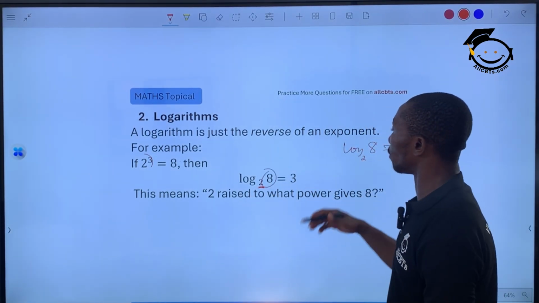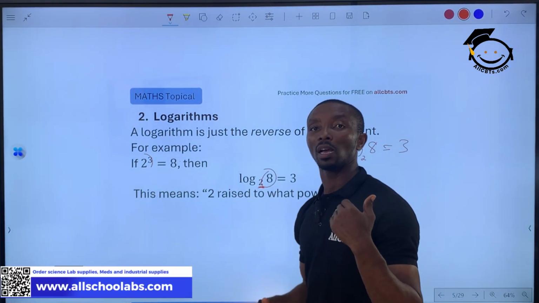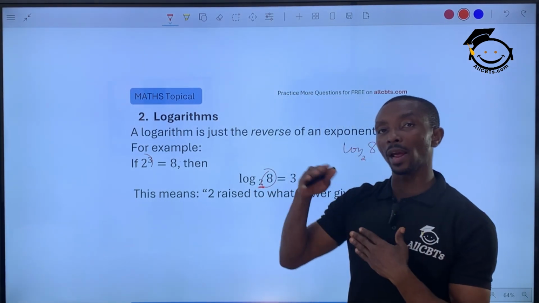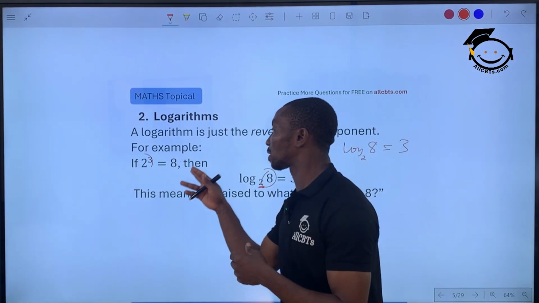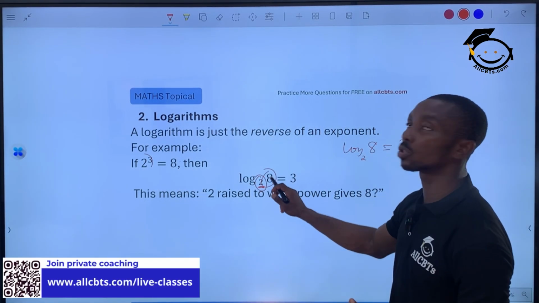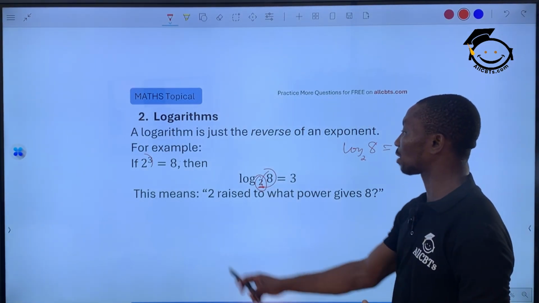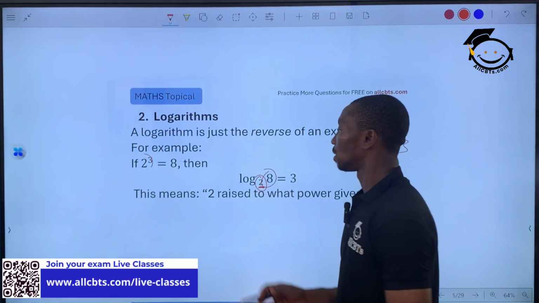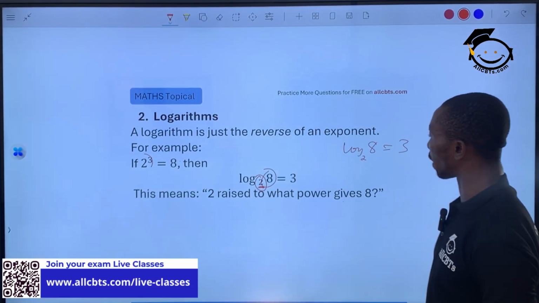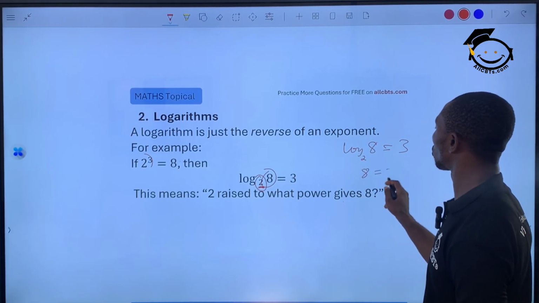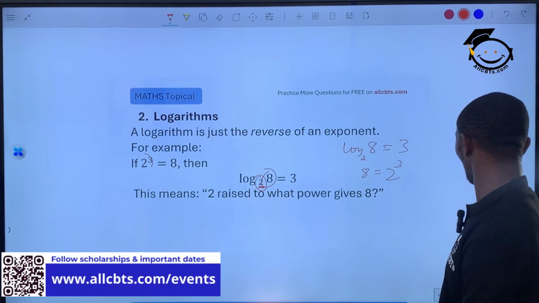So you say it's a reverse. The other way, we say how many times will 2 be raised to give us 8? Now we are looking at how many 2's can give us 8. So that means 2 raised to what power gives us 8. That is what we are looking for. So if we look at it, it becomes 8 equals 2 raised to the power 3.